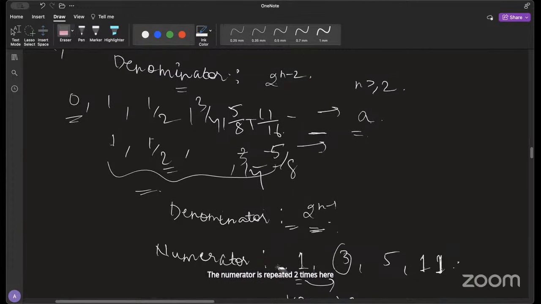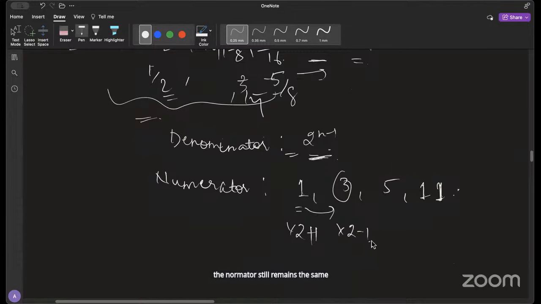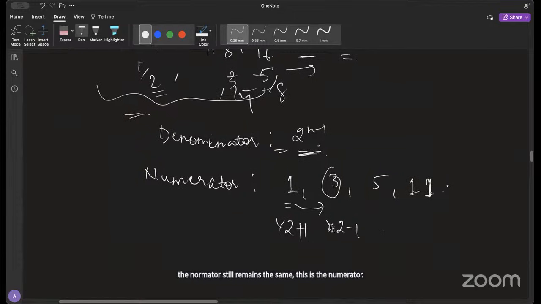So for you to have a pattern, if we use n here, we won't have this pattern. So let's just have it from half. Denominator still remains the same. This is the numerator, and then into 2 plus 1 again.